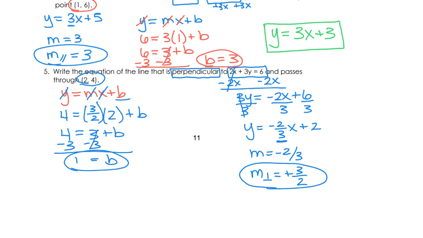And now that I found my two pieces, I can write the equation of my line, which would be y equals my perpendicular slope, which is 3/2, followed by x, plus my y-intercept of 1. And there's the equation of my line.